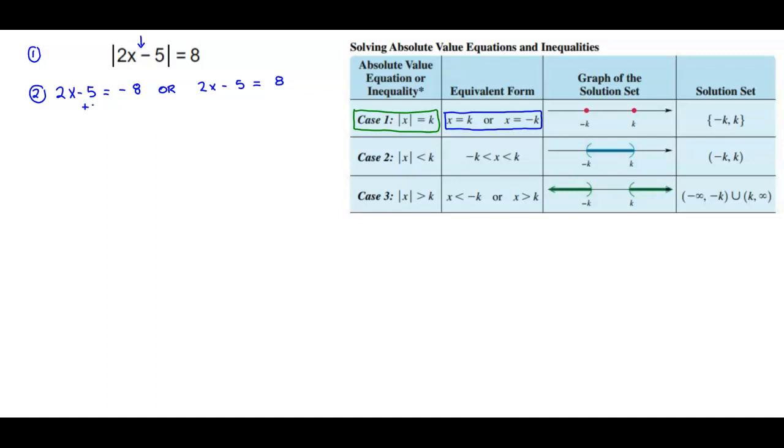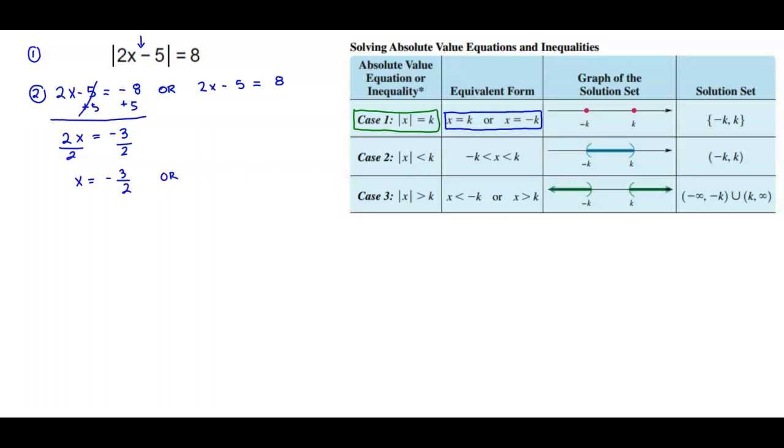We're going to add 5 to both sides for the first one. So we end up getting 2x equal to negative 3. Then divide both sides by 2, and x is going to equal negative 3 over 2.